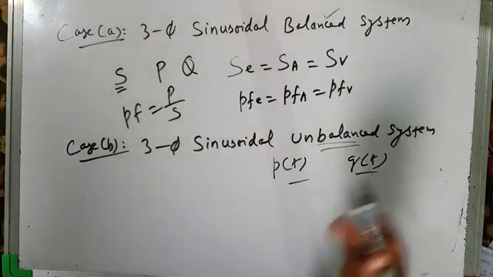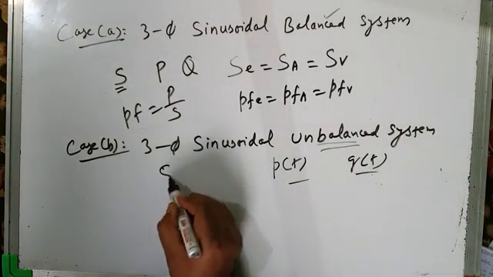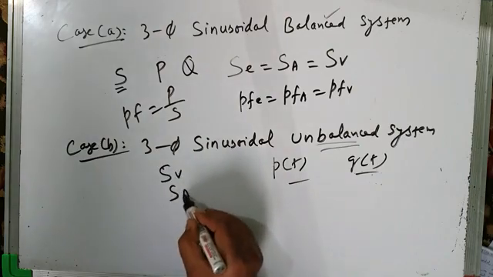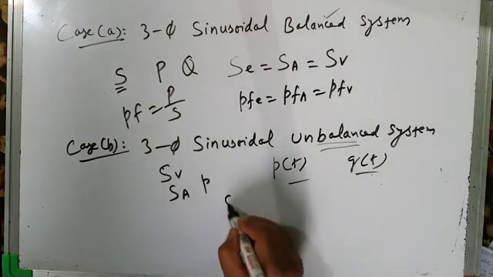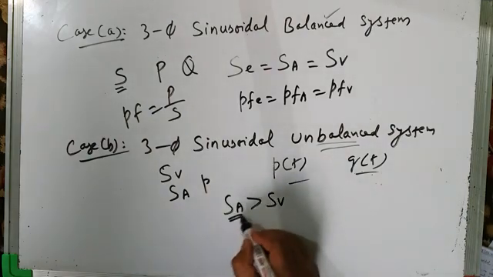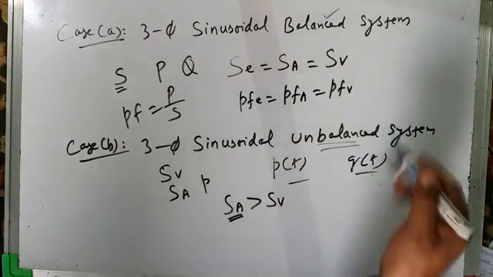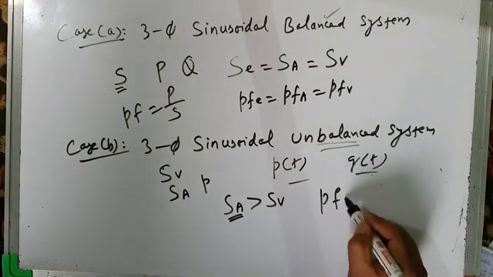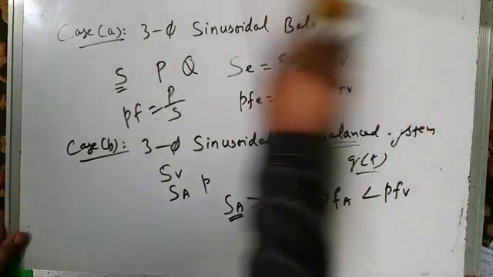To account for those additional feeder losses, in addition to vector apparent power, we defined another type of apparent power, that is arithmetic apparent power. We proved that arithmetic apparent power is greater than vector apparent power because this takes account of additional feeder losses because of unbalance in the system. Therefore, arithmetic power factor is less than vector power factor. That was case B. Then we studied case C.